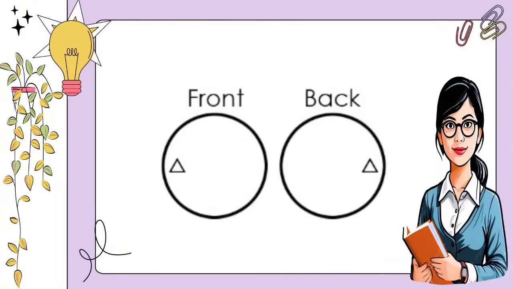Students, what can you see on the cutout? That's right! It is circular and has a triangle hole.